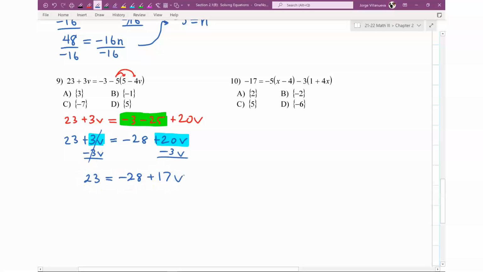Notice my variable is positive, right? That's just my own preference. It's not wrong if you don't do it that way. That's just the way I like to see it. I want to try to make the problems look as easy as possible.